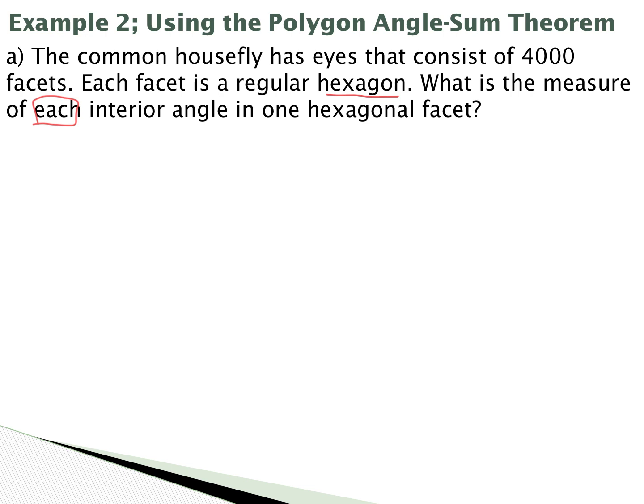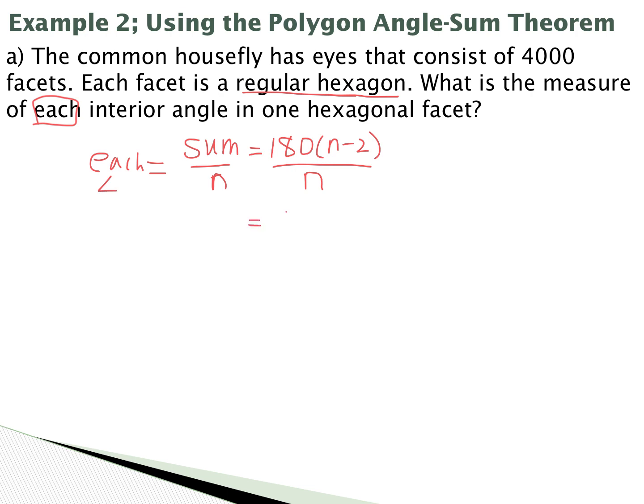So what we're really being asked is, what is the measure of each interior angle of a regular hexagon? That's really what's being asked here. So we're thinking the sum is equal to 180 times n minus 2, but then when we want each angle, we're going to divide the sum by the number of sides. So for each angle, we're going to divide by n.